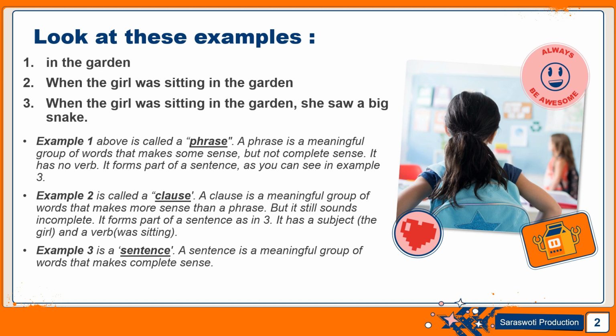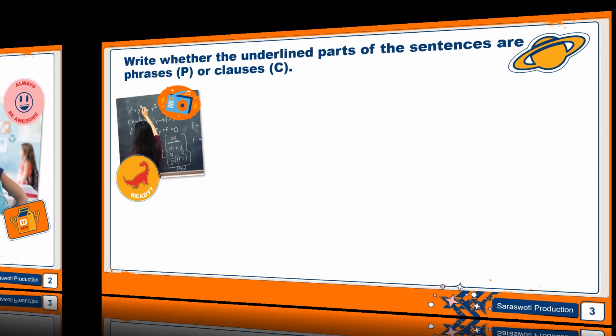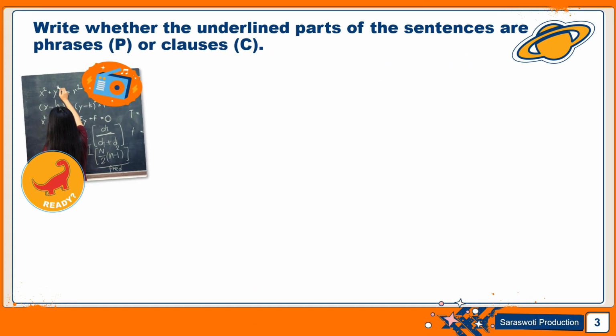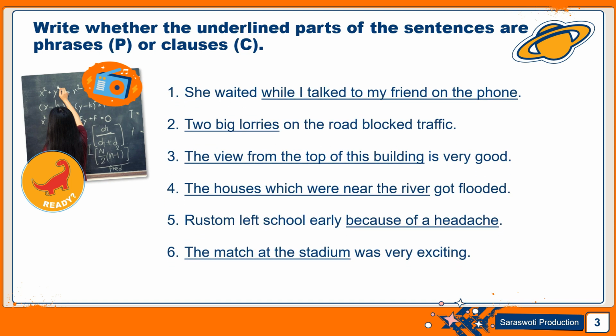Example 3 is a sentence. A sentence is a group of words that makes complete sense. Write whether the underlined parts of the sentences are phrases, B, or clauses, C. Pause the video to do it yourself and resume the video to see the answers.